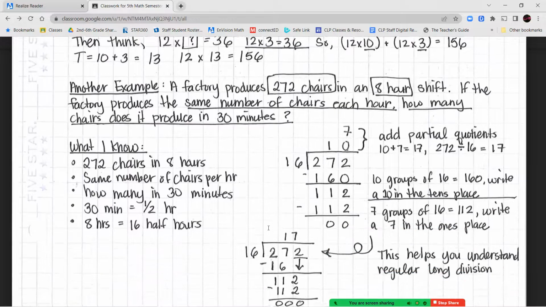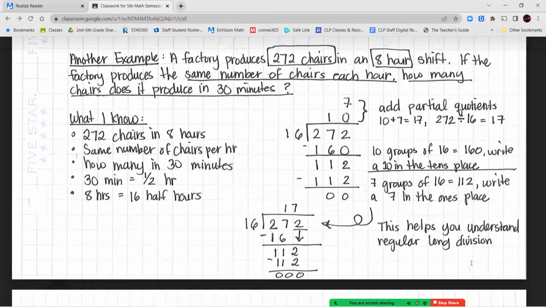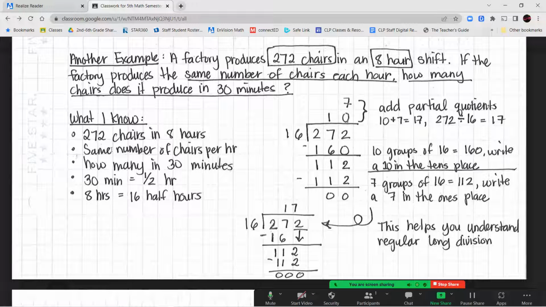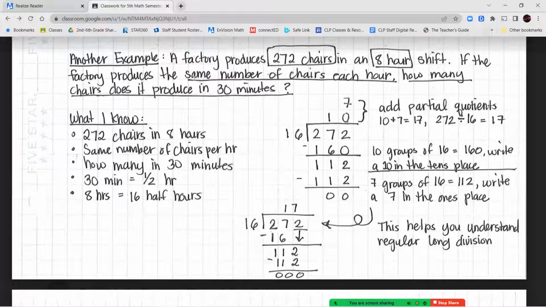All right, let's take a look at another example, and we're going to stack and do this the way they were doing it in the video example, and then I'll show you the regular way to make that connection between them. This one says the factory produces 272 chairs in an 8-hour shift. If the factory produces the same number of chairs each hour, how many chairs does it produce in 30 minutes?